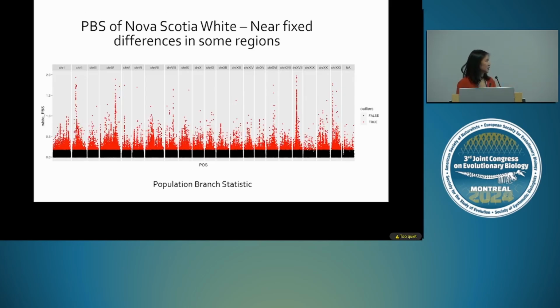And so this is just showing the PBS scan of the Nova Scotia whites. Unfortunately, there's not one smoking gun or a clear region of differentiation. Instead, we see near fixed differences across the genome. And so there are clearly many outliers, and you might be thinking, what are some of these outlier genes?